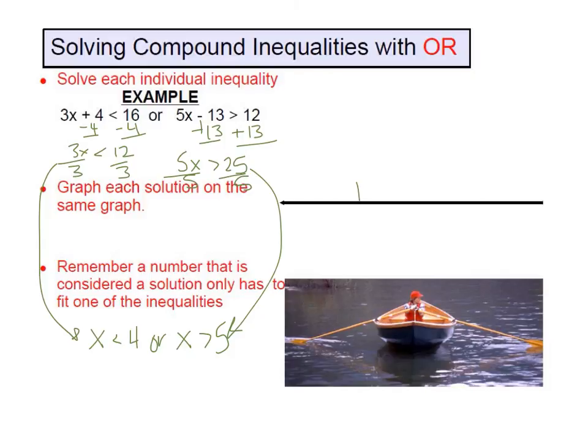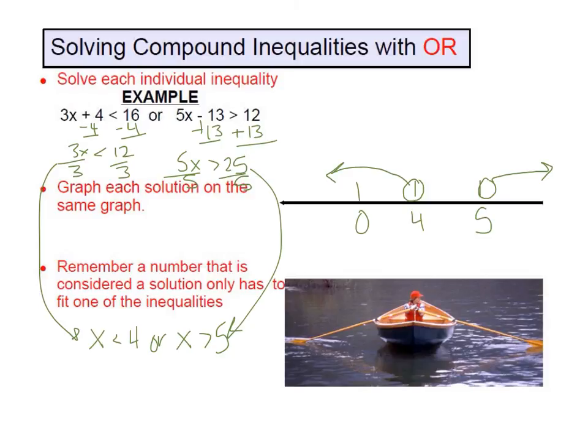Now let's graph our solutions. Let's put 0 on our number line. Let's put 4 and 5. X is less than 4. So we have an open circle on 4 and an arrow pointing towards the left. Or we may have x is greater than 5. So we have an open circle on 5 and our arrow pointing at numbers greater than 5. This is an OR inequality, so our arrows should point in opposite directions.